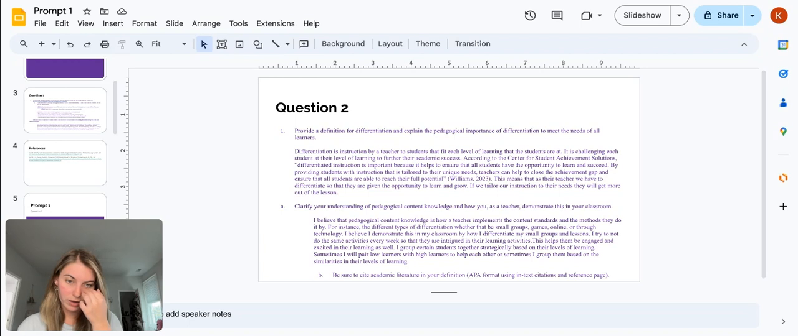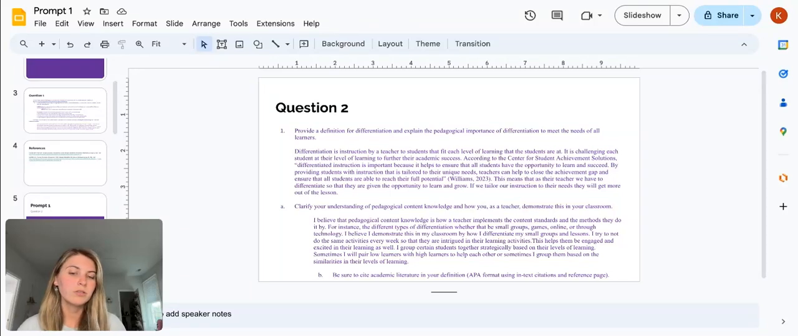So, clarifying my understanding of pedagogical content knowledge. I believe pedagogical content knowledge is how a teacher implements the content standards and the methods they do it by. For instance, the different types of differentiation, whether that be small groups, games, online, or through technology. I believe I demonstrate these in my classroom by how I differentiate my small groups and lessons. I try not to do the same activities every week so that they are intrigued in their learning activities. This helps them be engaged and excited in their learning as well.